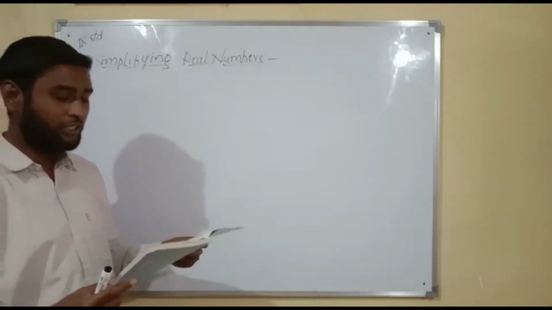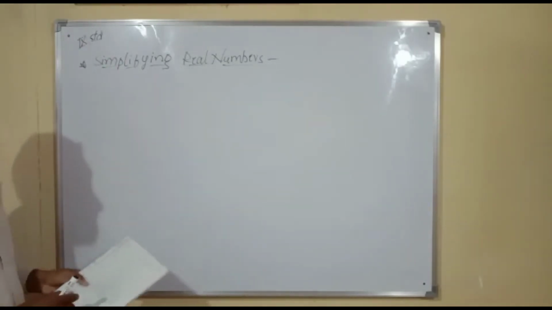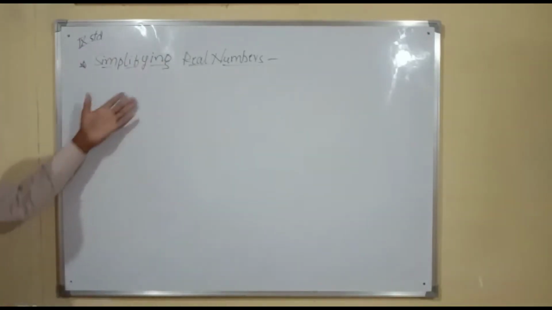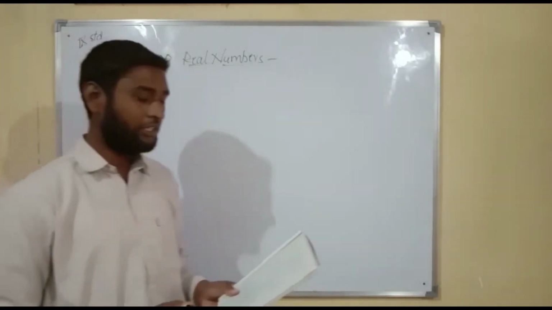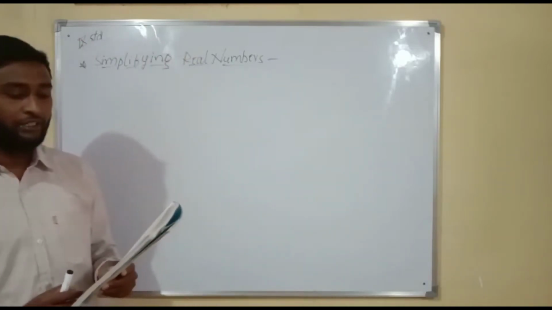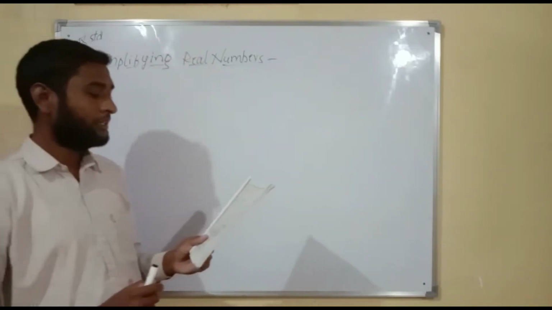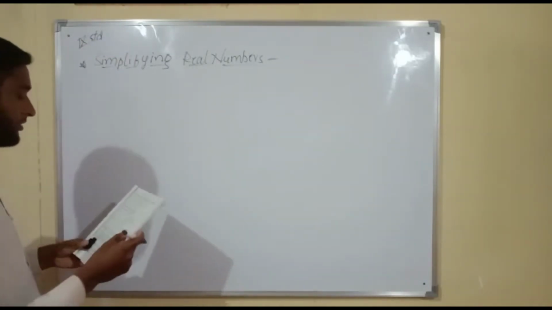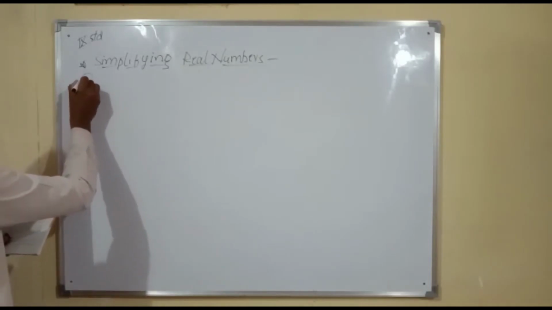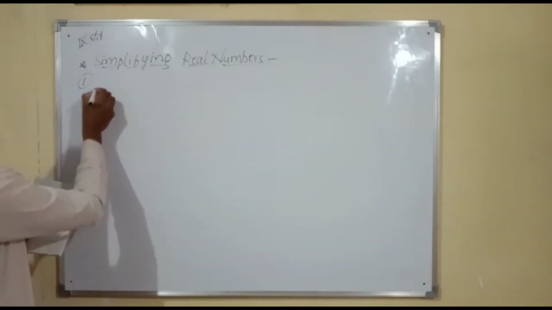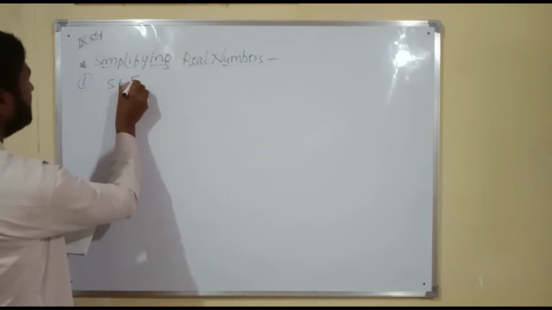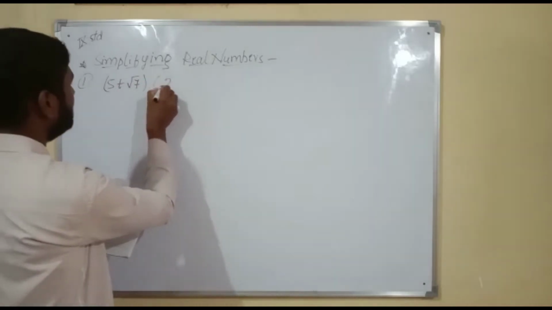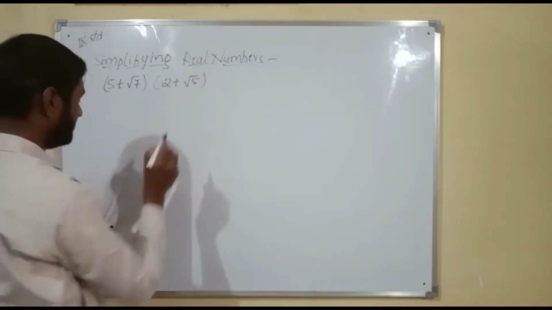Okay. By looking at such standard identities that we have already learned in the previous classes, I go for the simplification of the real numbers. See, here example 16, if you look at it, some real numbers are given there. Let me solve them. The first example given is 5 plus root 7 into bracket 2 plus root 5.